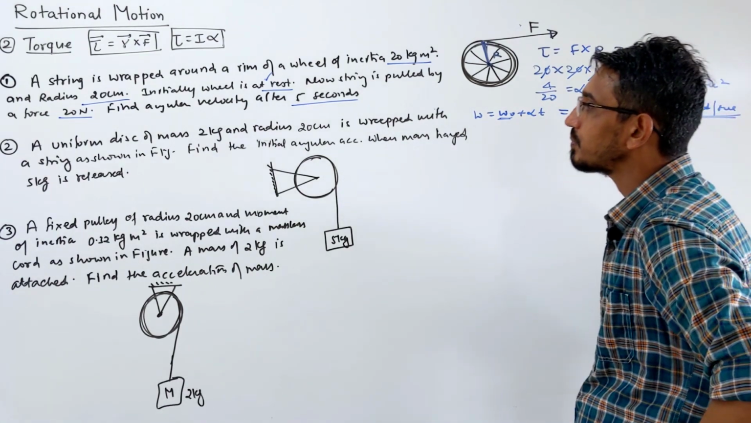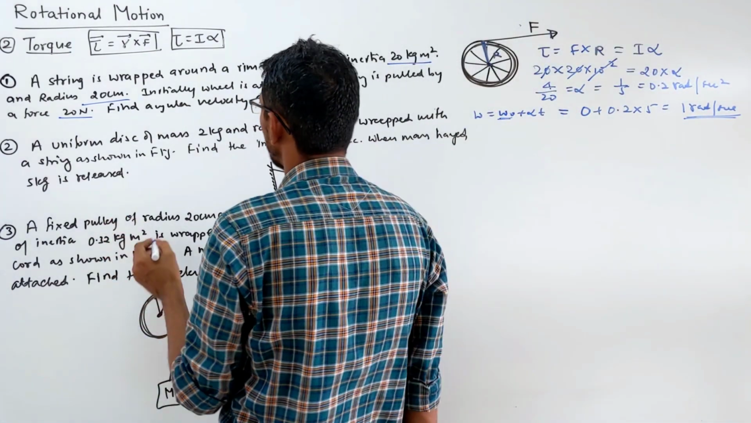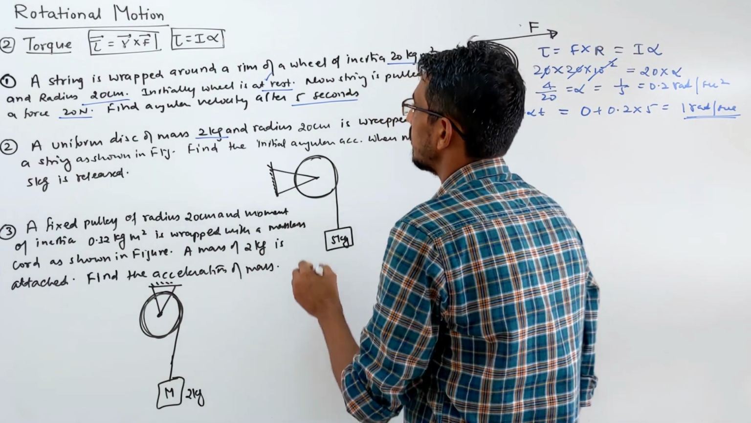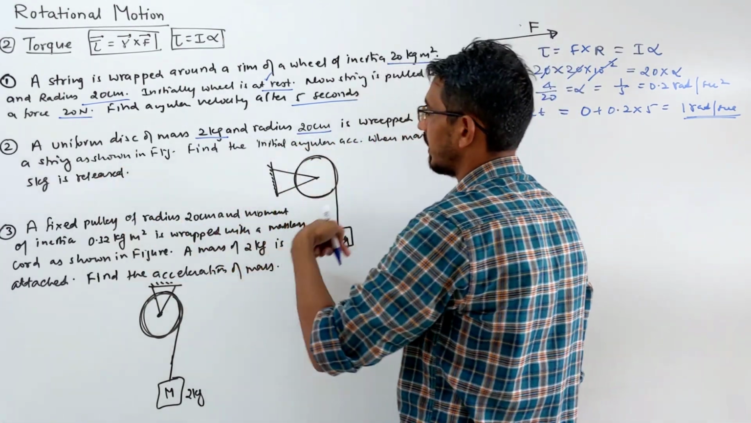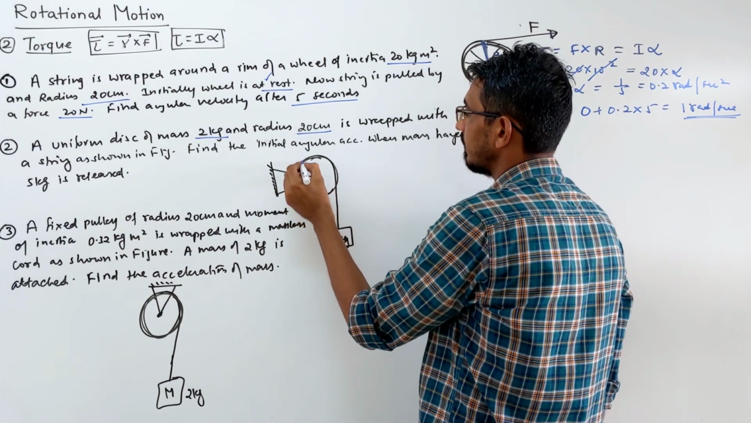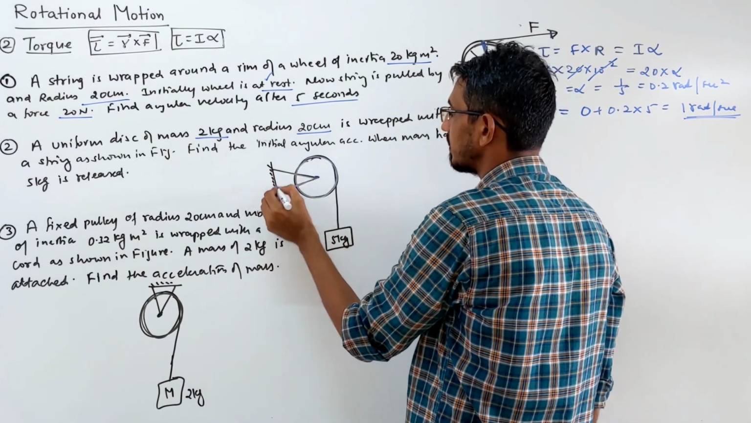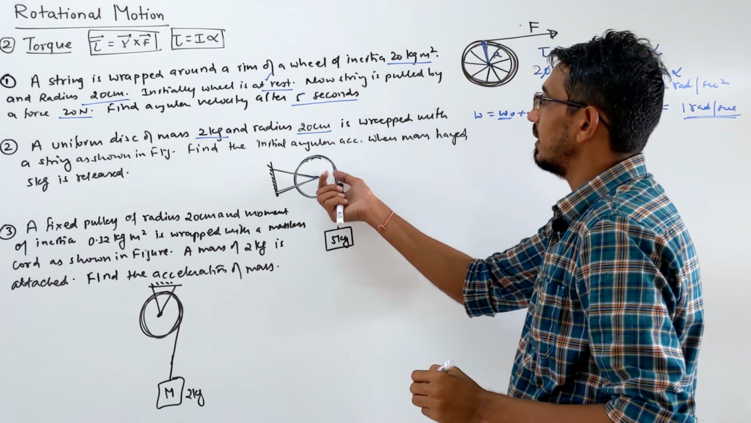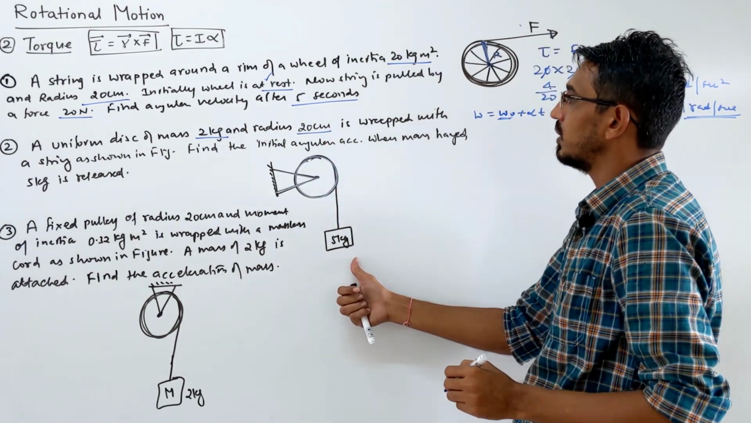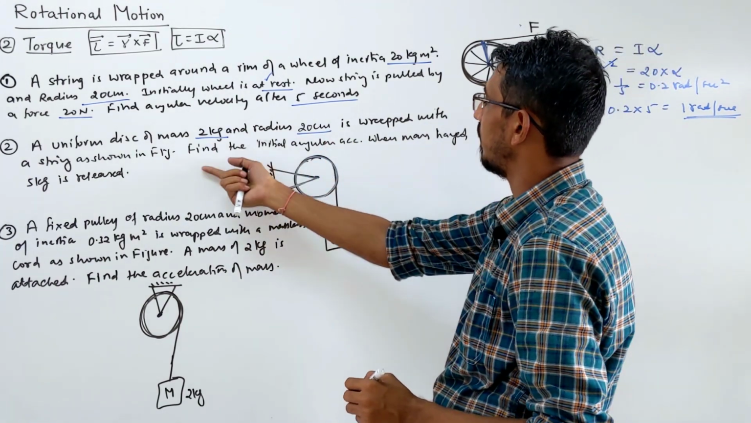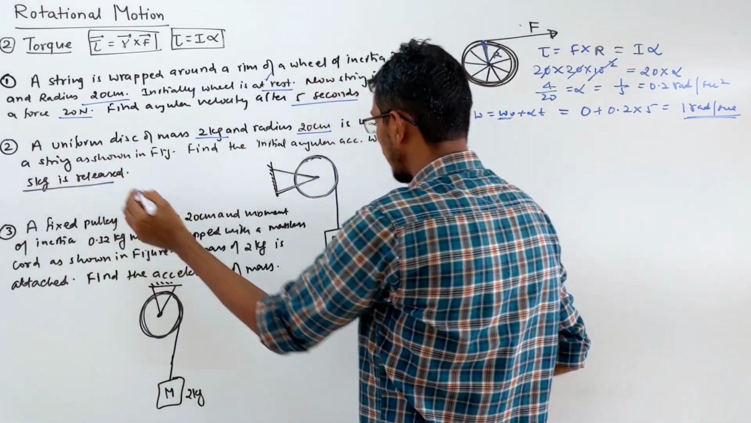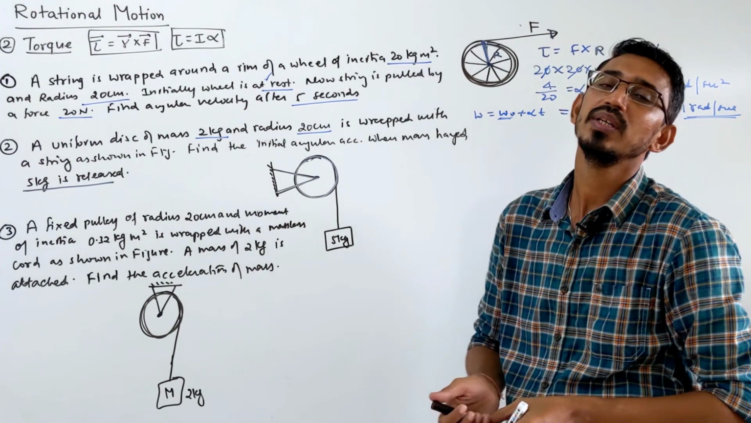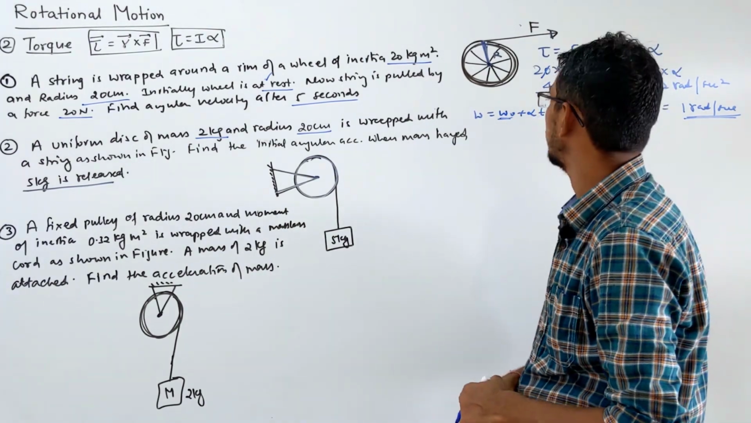Let's see the next question. A uniform disc of mass 2 kg and radius 20 centimeter is wrapped with a string as shown in the figure. So this is your disc, supported by some pulley system, and a mass hangs like this. They said when the mass is released, find the initial angular acceleration when the hanging mass of 5 kg is released. When I release this mass, what is the initial angular acceleration of this system?